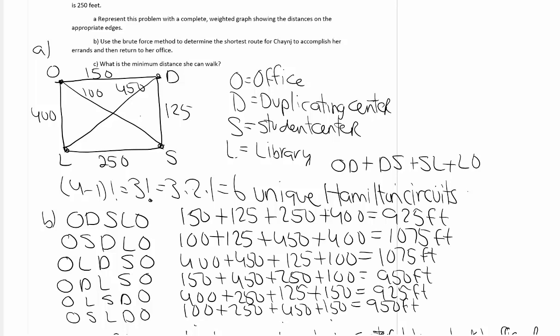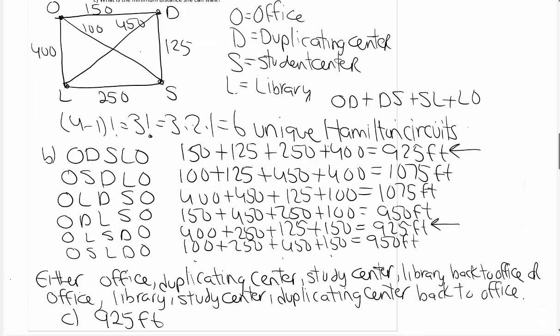Okay, so these are the particular values that I got. So if she's looking for the shortest routes, either this first route or this second route would be the shortest. So I might write it out something like this, either office, duplicating center, study center, library, then back to the office, or office, library, study center, duplicating center, and then back to the office. And then, of course, the shortest distance here would be 925 feet.